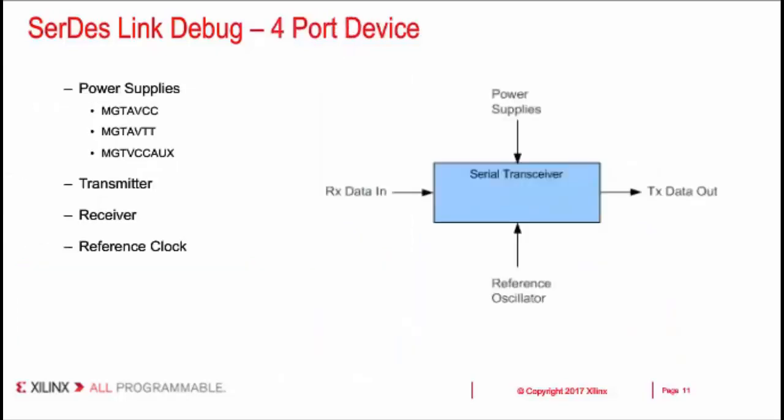Think of the SerDes link as a 4-port device or block. You have the power supply, specifically the analog power supply for the receiver and transmitter. You've got the transmitter and receiver input and output port, and you have the reference clock. So we want to look at each one of these.